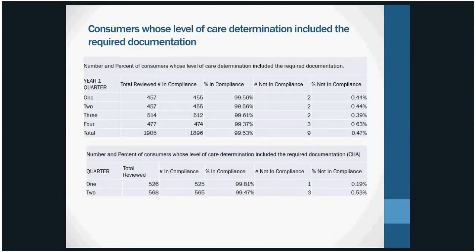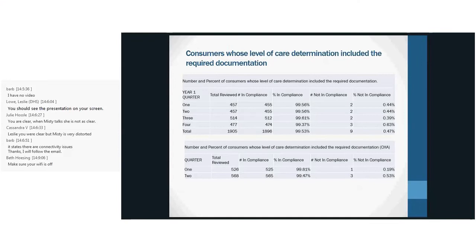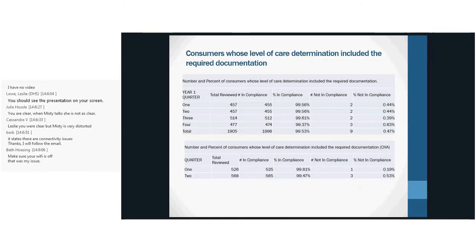For consumers whose level of care determination included the required documentation, there were only 3 that did not comply with this performance measure. We don't have any data, but it's either the CHA was not on file or the physician's order was not in the file directory.